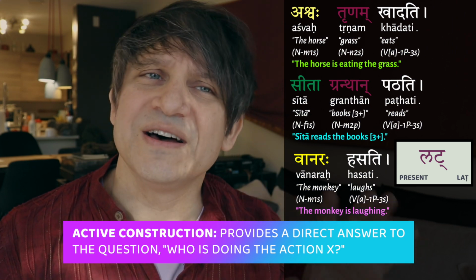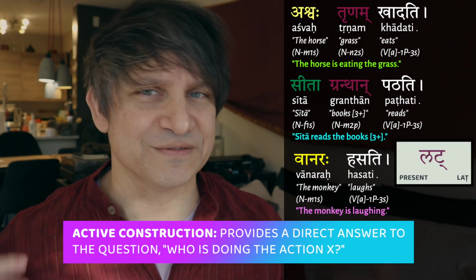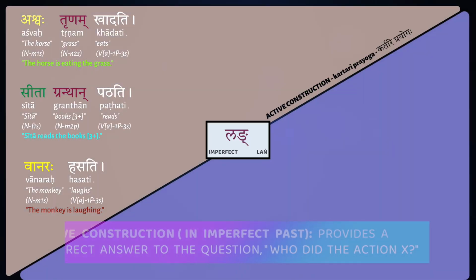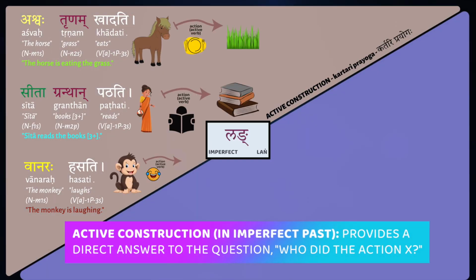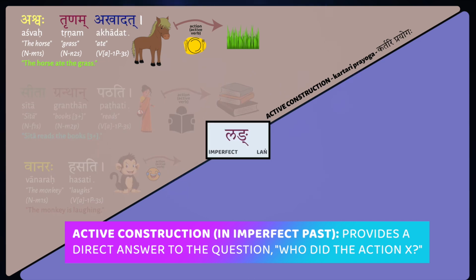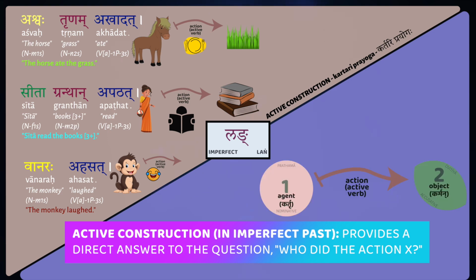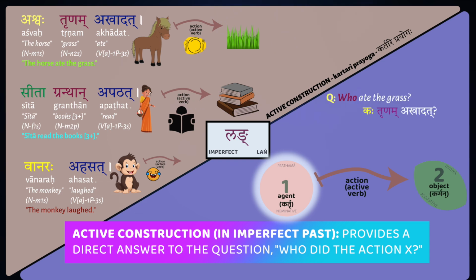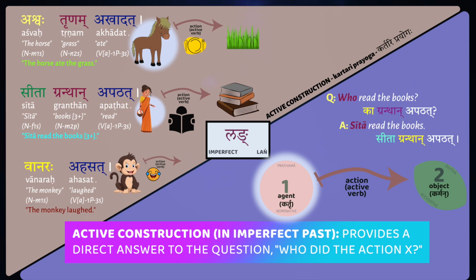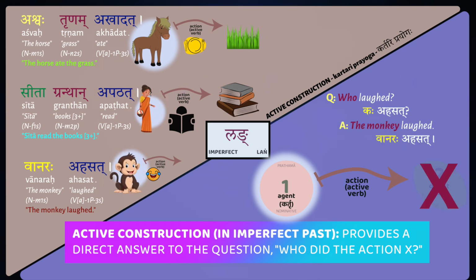These are all examples of the active present conjugation of verbs, the lat. The same thing will work actually for past tense. The past tense we've learned is imperfect, the lung. These sentences would become Ashwaha trinam akhadat, Sita granthan apatat, Vanaraha ahasat. These are still active constructions, still kartari prayoga, a verbal conjugation with a focus on the agent of the action, on the kartr. Who ate the grass? The horse ate the grass. Who read the books? Sita read the books. Who was laughing? The monkey was laughing.